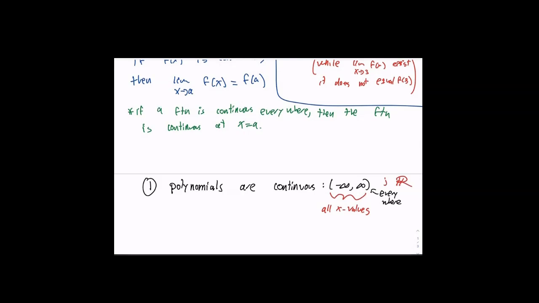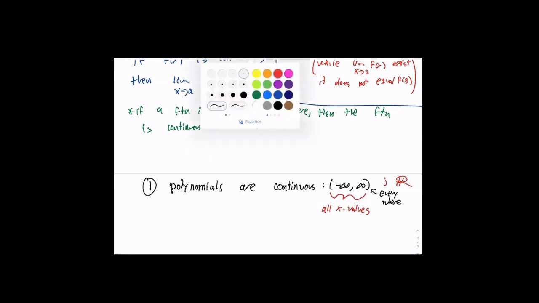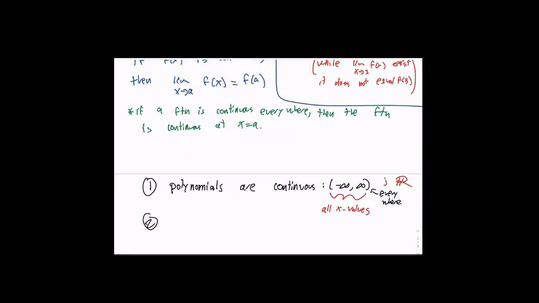So if you're dealing with a polynomial, there is no denominator. X is not in the denominator. It's always like x to the 5th power plus x to the 7th, x to the 12th power, and so forth. Those functions are continuous everywhere. Two, exponentials are continuous from negative infinity to infinity. So an exponential function is continuous everywhere.